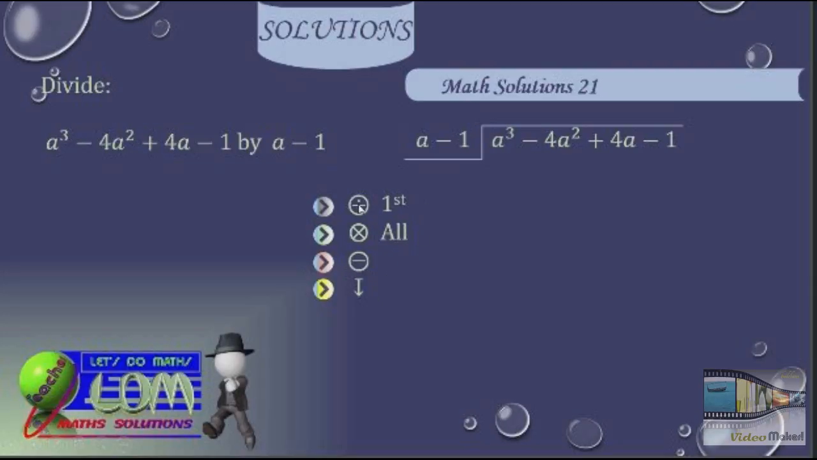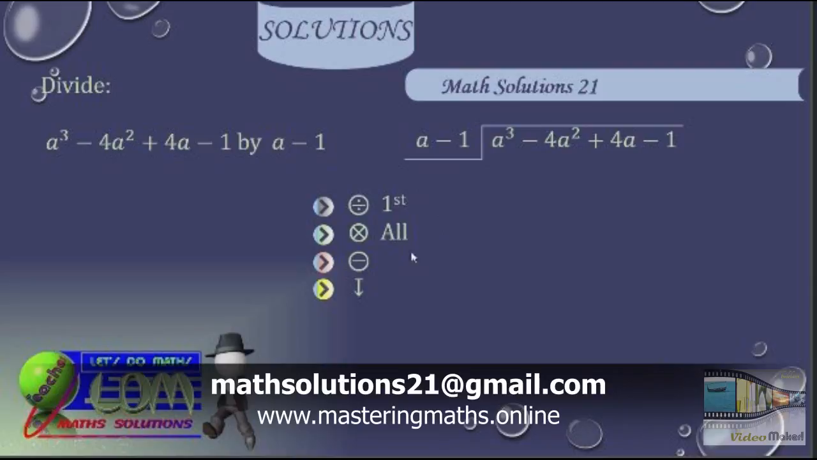Okay, so therefore number 1 is to divide the first, number 2 is to multiply by all, and the first 2 only affect the outside of the track. Number 3 is to subtract, or to change the bottom signs. Lastly, it is to drop. It is to drop from the track. Let's move on. Let's start applying these 4 steps.